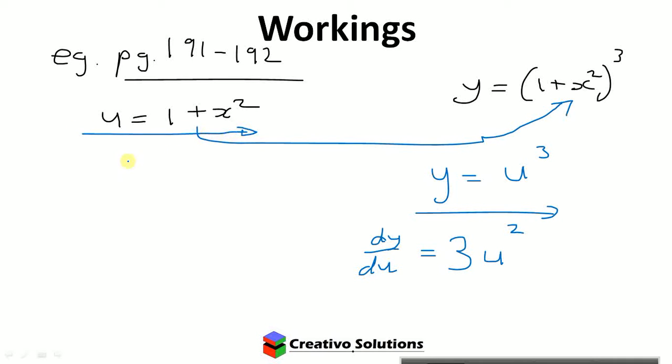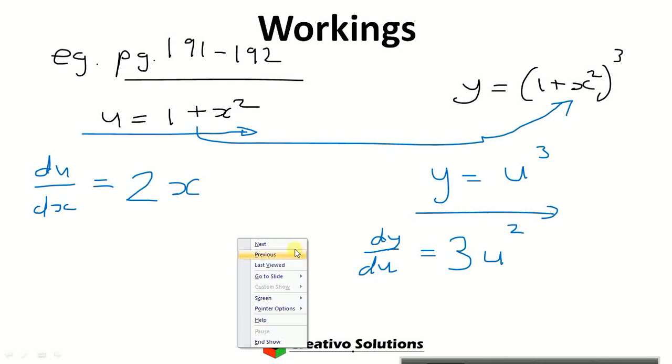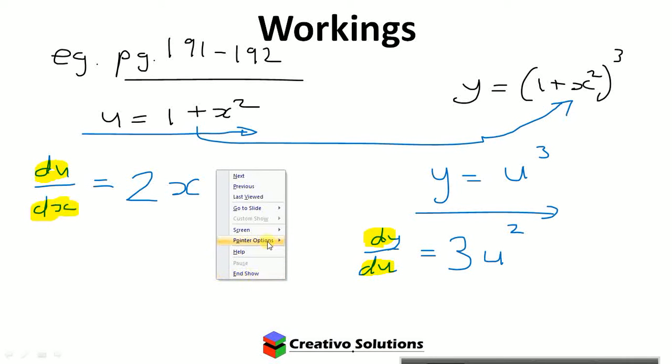So this function here, can we differentiate that function? Yes, we can. du over dx would equal 2x. Okay, so we had the substitution, and we found the derivative for both. Now all we have to do is look at this. You've got dy over du, and you've got du over dx. What happens if I multiply those two together?